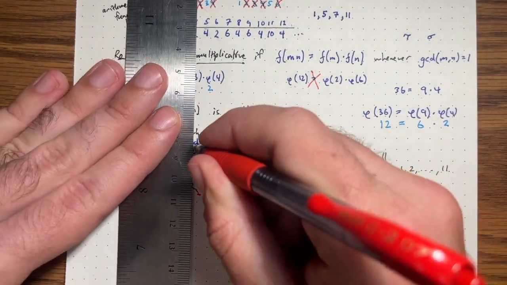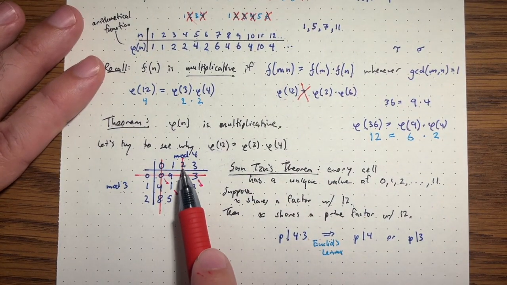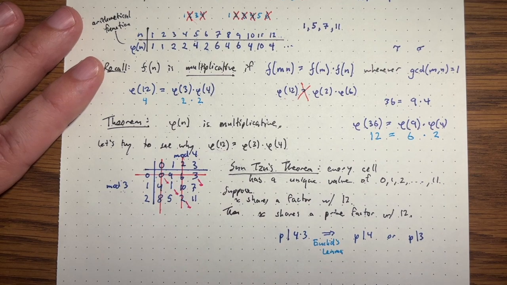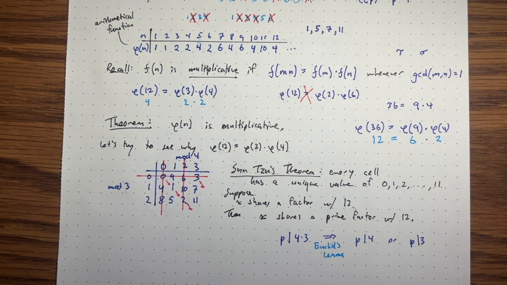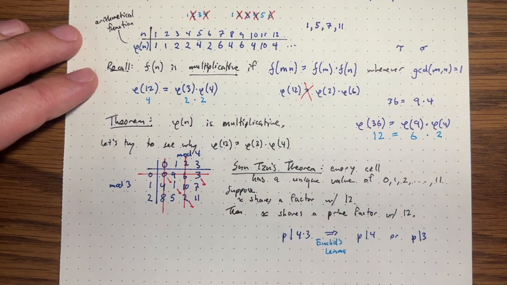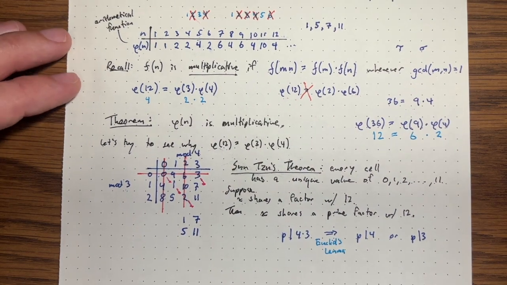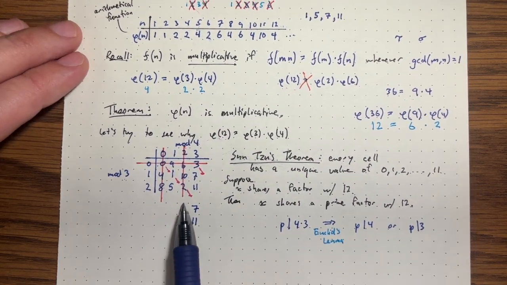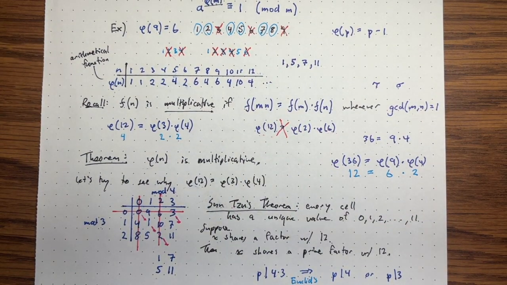I'll cross out these columns. Anything that's 2 mod 4 is going to share a factor of 2 with 4. Anything that's 0 mod 4 is going to share a factor of 4. But regardless, we eliminate these columns and rows, and what are we left with? We're left with this little box here. So let's imagine eliminating those. We're left with 1, 7, 5, and 11. Right? Well, these are exactly the numbers less than 12 that are coprime to 12. So we crossed out the ones that share a factor.